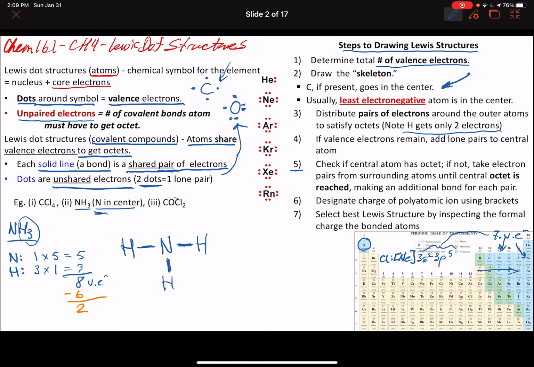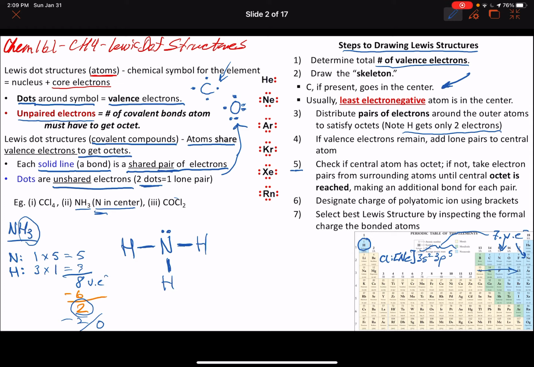We're on to rule 4. If valence electrons remain, add lone pairs to the central atom. So the central atom is nitrogen. We have 2 left to use. We're going to put a lone pair here on that nitrogen. That would be minus 2. We are now done. And we've established all valence electrons into our Lewis structure at this point.